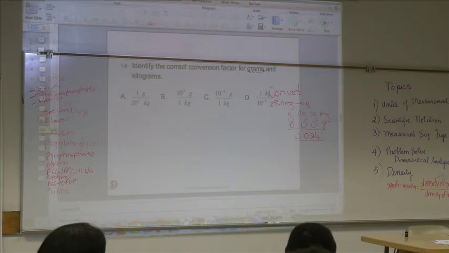Okay, so some conversion factors you probably will see or may not see, but what would be the good conversion factor for grams and kilograms? You know that kilo is 1,000, right? So what would be the best one? B. Very good.